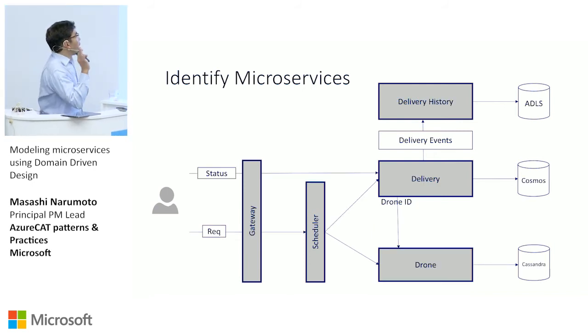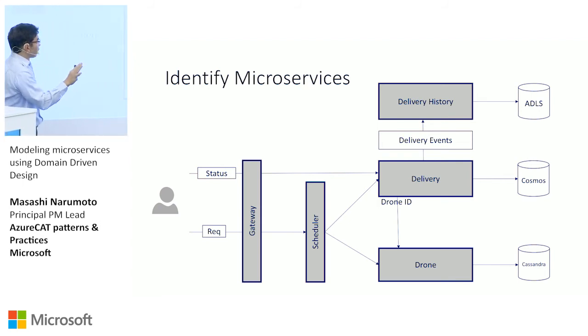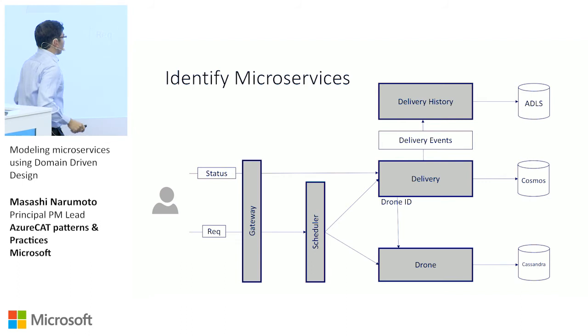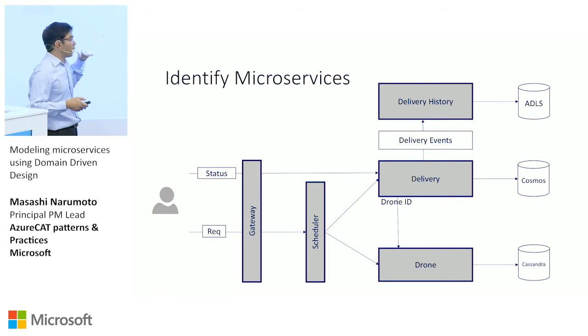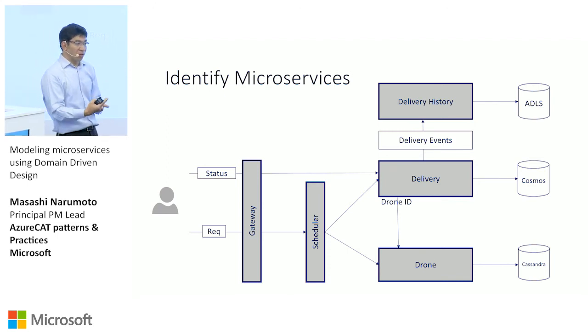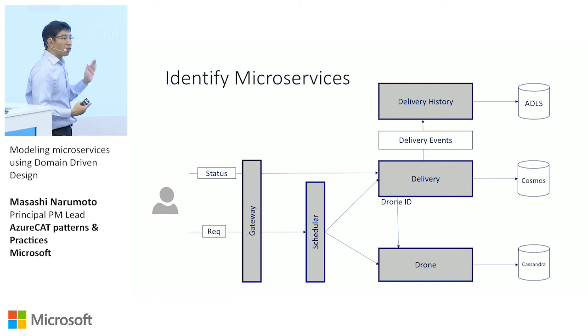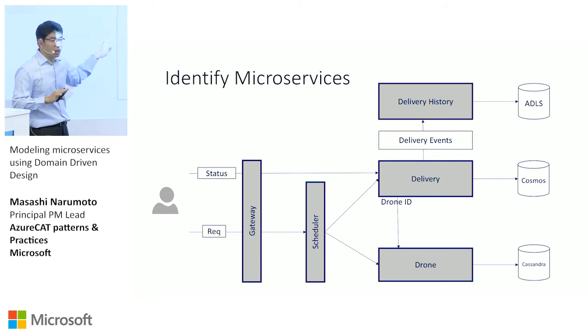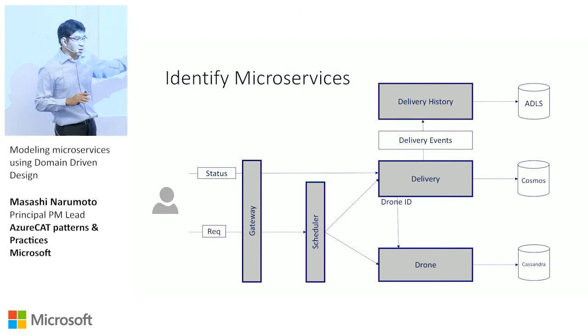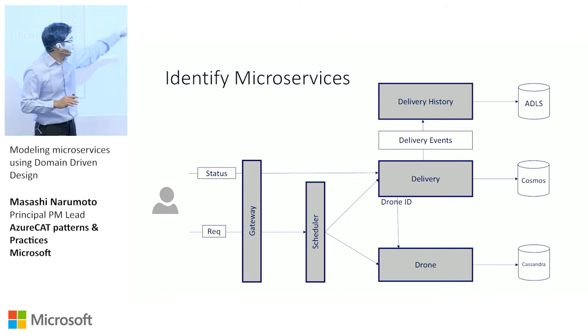Now, if you apply this idea to the drone delivery business, this is how it looks. The gateway is a very good example of an application service because the gateway doesn't have any business logic in it. It just routes requests to backend services or handles cross-cutting concerns like user authentication and throttling, right? Nothing to do with the business, but it takes care of application-level concerns. So that's a good example of an application service. Versus the scheduler, which takes care of the workflow going into the backend service. It has a domain service, right?